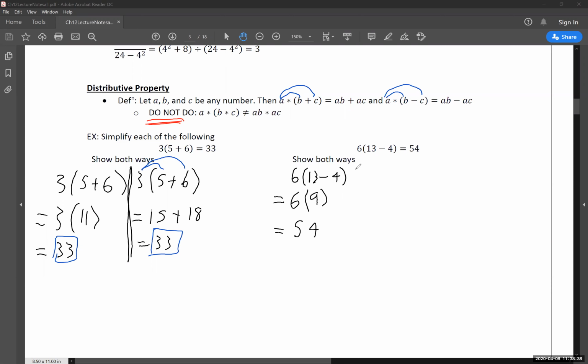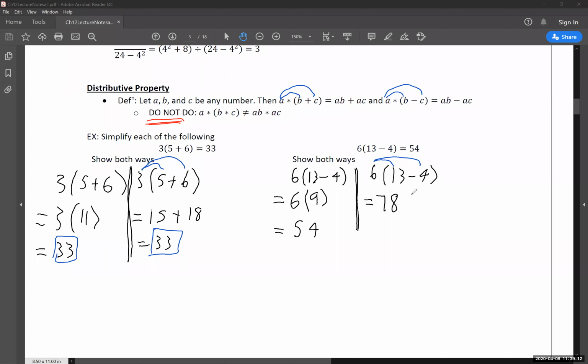And then our other method, using the distributive property, which we just went through. Again, rewriting the same thing. And if I use the distributive property now, so I'm distributing 6 to 13 and 6 to 4. 6 times 13, that's going to give me, I believe it's 78. Applying a calculator here off screen. And yes, it's going to give us 78.